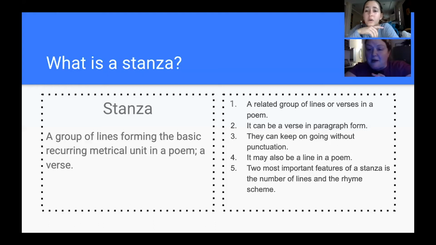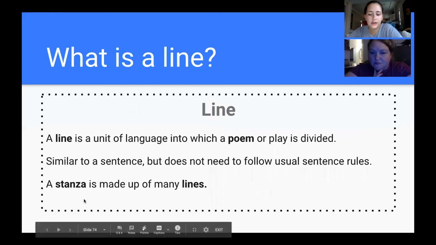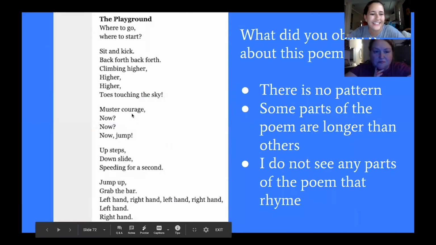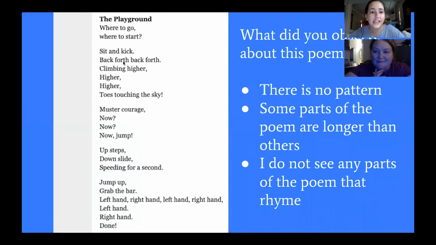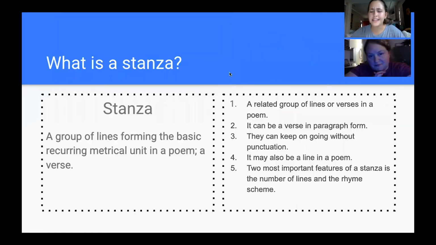What'd you say, Miss Mooney? Sorry for interrupting, but when you were talking about how they can keep on going without punctuation, I noticed that in this one, some of these have a bunch of commas in the middle. It's like right here where it says climbing higher, higher, higher. So even though there's still punctuation, they're commas. And we usually don't end our sentences on commas. So that's kind of an interesting example of number three that I thought of.